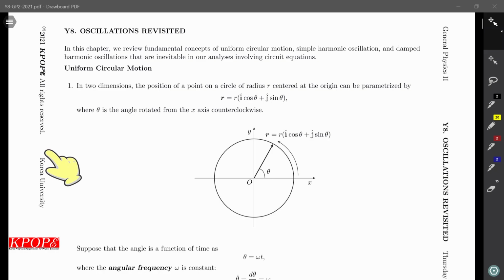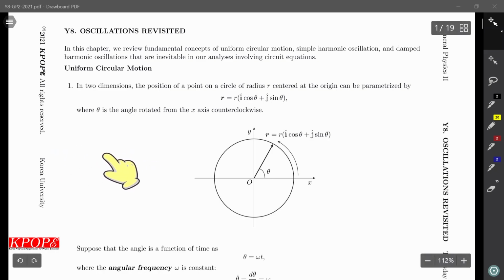But to go ahead with the RLC circuit, it's better to review the classical mechanics problem that corresponds to RLC circuit, that is the damped harmonic oscillator, once again.